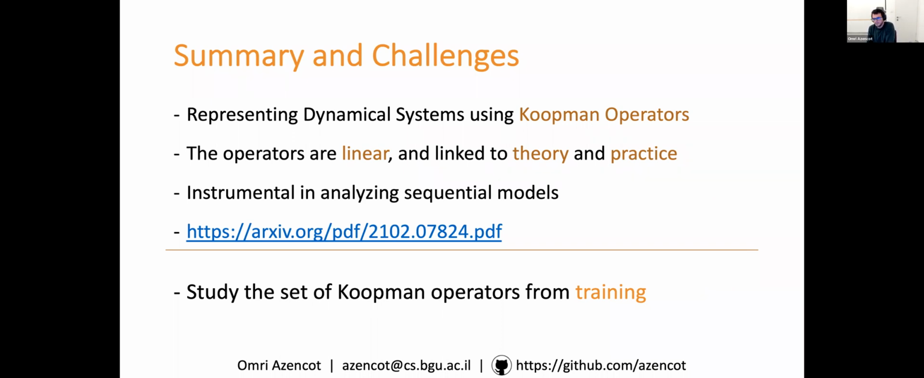So essentially, this work was dealing with representing dynamical systems, basically using Koopman operators. We are, of course, not the first ones to do this, but to the best of our knowledge, we're the first ones that try to do this in the context of neural networks and trying to understand what the network is doing. So essentially trying to learn the latent space of the network. What is nice about the setup is that the operators are linear and they are linked to theory and practice. So in some sense, the theory of Koopman operators and also the practice are still advancing and are still in study.